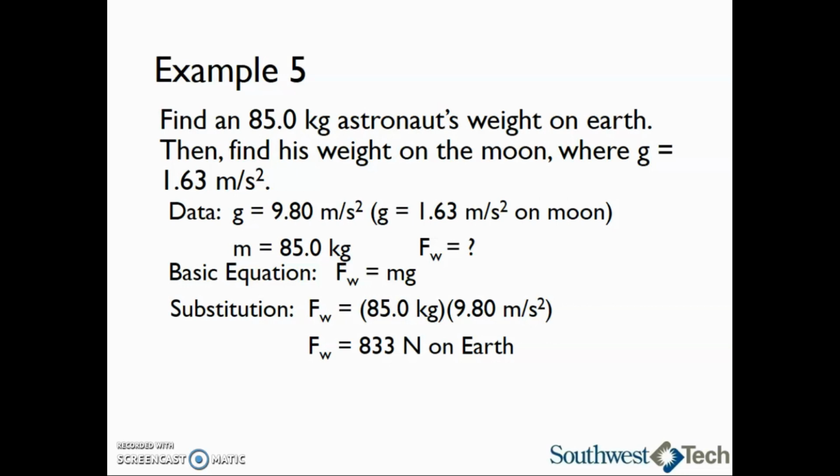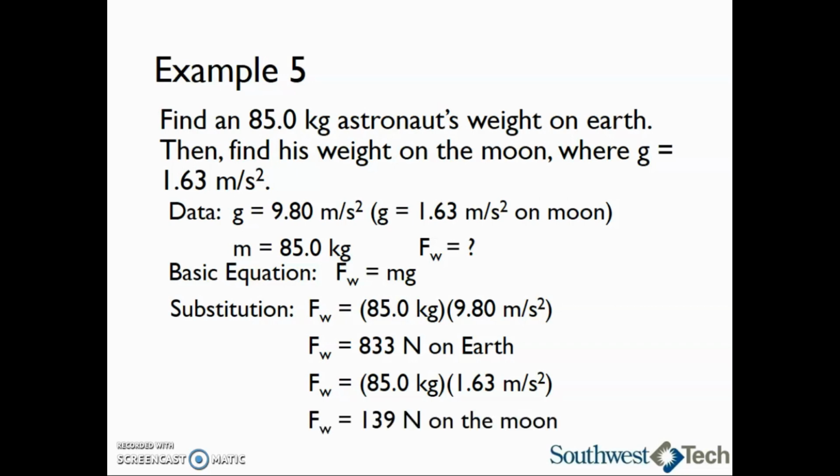Now we can find the astronaut's weight on the Moon. To do that, we will take 85.0 kilograms and multiply that by 1.63 meters per second squared. This gives us a weight on the Moon of 139 newtons, which is roughly 31 pounds. This concludes our discussion of mass, weight, and gravity.